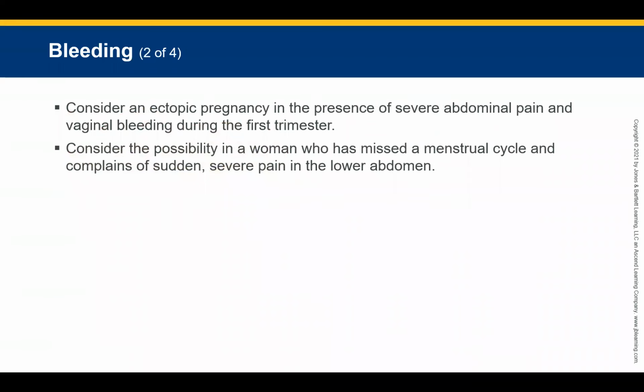Sudden onset of severe abdominal pain and vaginal bleeding in the first trimester of pregnancy should be considered an ectopic pregnancy until it can be proven otherwise by the hospital or other medical facility. Consider the possibility of an ectopic pregnancy in any woman who has missed a menstrual cycle and complains of sudden, severe, unusual, unilateral pain in the lower abdomen.